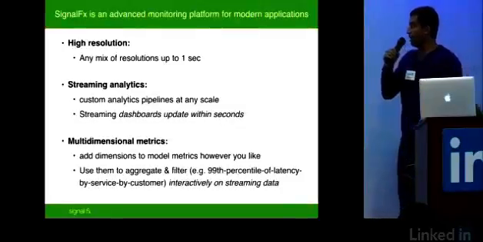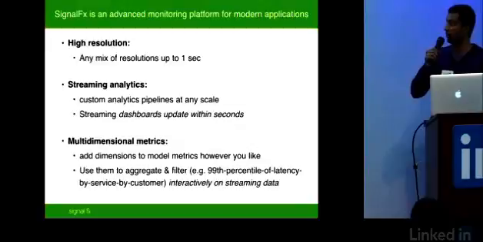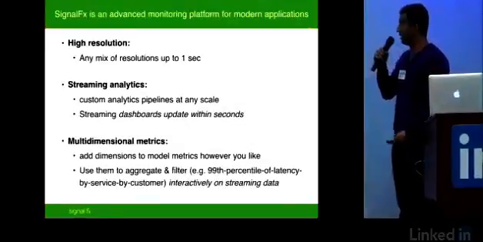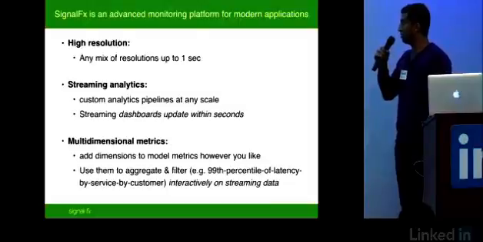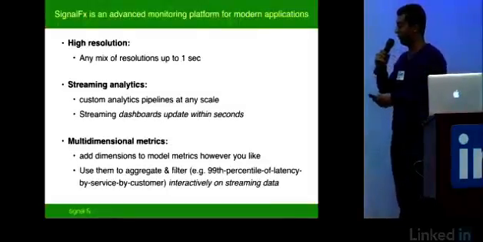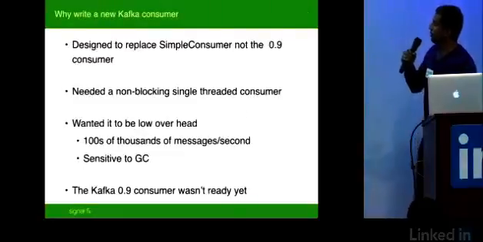And Kafka is a big part of our infrastructure. We really like that you can combine high throughput with persistence, and so we use it a lot. So the number is not here, but we do in the order of 50, 60 billion messages per day on Kafka. So why did we write a new Kafka consumer?